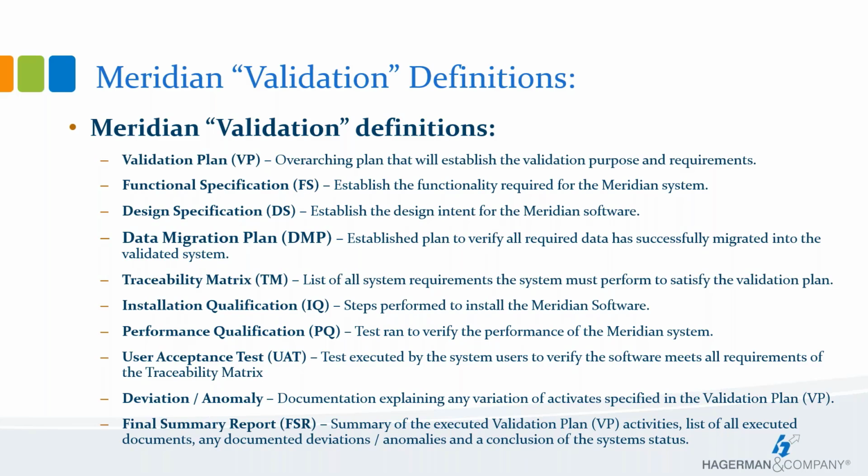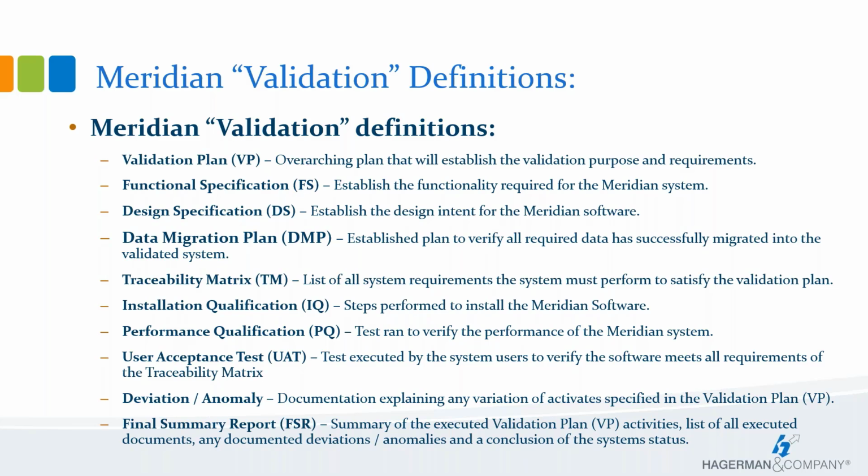So next we'll talk about deviations, or anomalies. These are documentation that's explaining any variation of activities specified from the validation plan. So anywhere that you have to change something that's spelled out in the document, you have to document that with a deviation or an anomaly. So from your list of things that you follow, if you have to add a step, or if a step doesn't make sense anymore because it's a new version or it was overlooked, you have to document that using deviations or anomalies, so that we know exactly why we did or didn't do something and what the effect of it was.